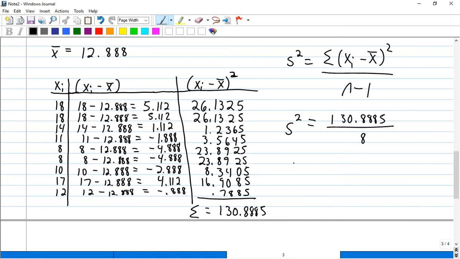Alright, so I have s squared equals 16.3610625. So I want to take the square root of that. Now some calculators are different as to how you can take the square root, so be careful. But I know in this TI calculator that I'm using, there's an ANS button. It's at the very bottom. It's in blue under the minus. It says ANS. What that will do is take your last answer.